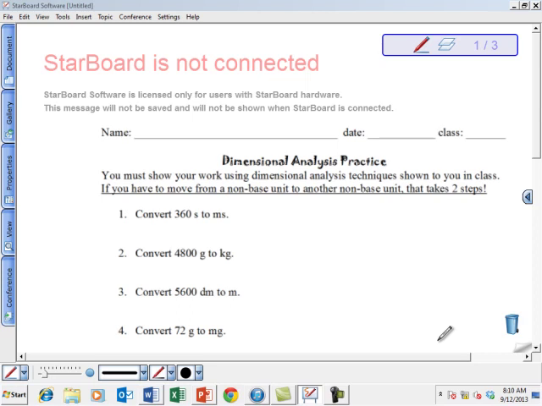All right, so dimensional analysis practice. Here we go. The first problem said convert 360 seconds to milliseconds. The problem with this worksheet that a lot of students struggle with is that they don't know what the conversion factor is. The last worksheet you were working on, the shapes, the conversion factors were given to you, right? And so it was really easy.